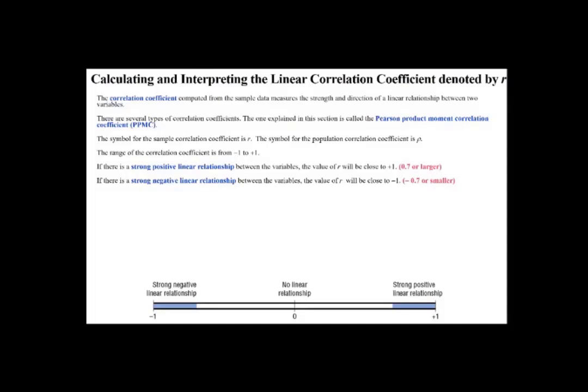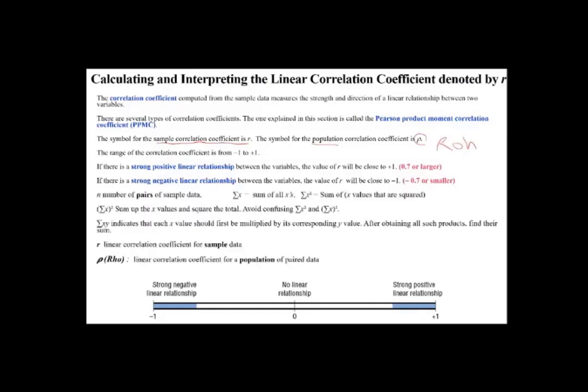If there's a strong positive linear relationship between the variables, the value of r will be close to +1, 0.7 or larger. If there's a strong negative linear relationship between the variables, the value of r will be close to -1, -0.7 or smaller. We use r for sample correlation, and for population, we use rho.